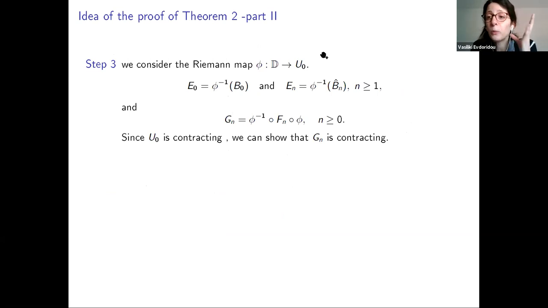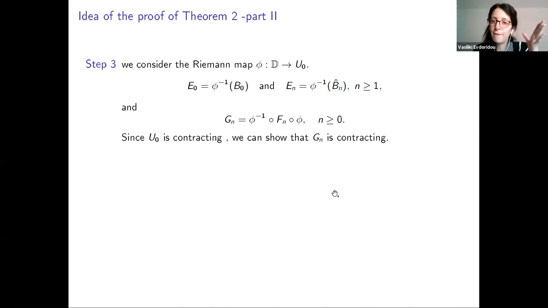And we use the Riemann map. What we have is that points on the unit circle whose radial limits exist are associated to accessible points on the boundary of U naught. So we can then use phi to consider the sets now on the boundary of the unit circle, right? So we have our sets on the boundary of U naught, and E naught is phi minus one of B naught, and En is phi minus one of Bn hat for n greater than or equal to one.